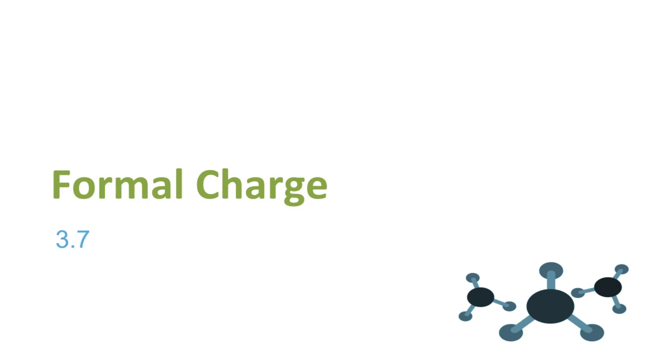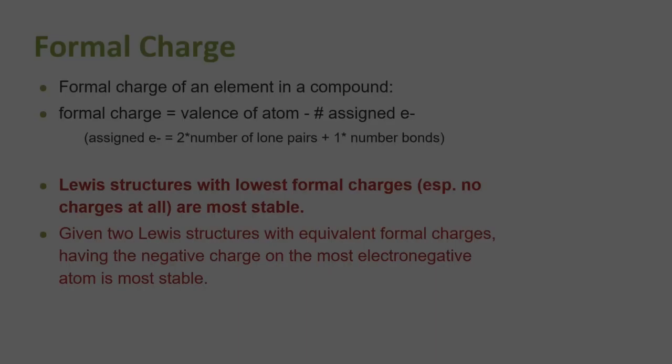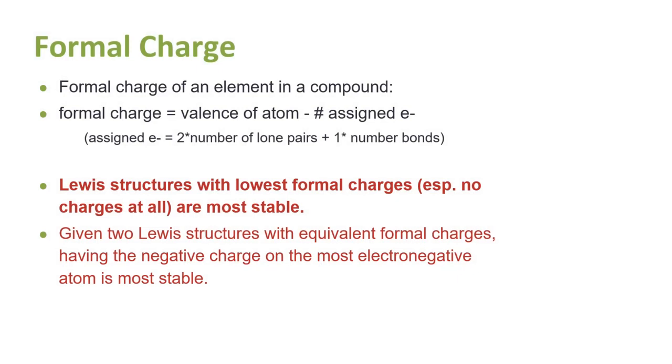So how do we decide which one is the best option? And that's where we're going to use formal charge. When we move electrons around in the molecule, when we move a lone pair and make a double bond, that's going to end up changing some of the charges within the structure. The formal charge of an element in a compound is the valence of that atom, which we know from looking up on the periodic table what group it's in, minus the number of assigned electrons within the Lewis structure.